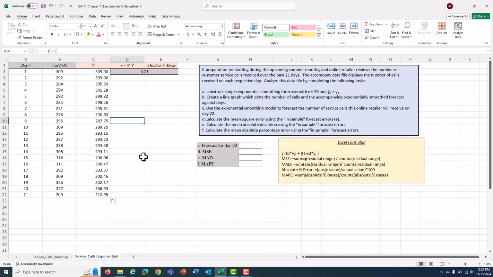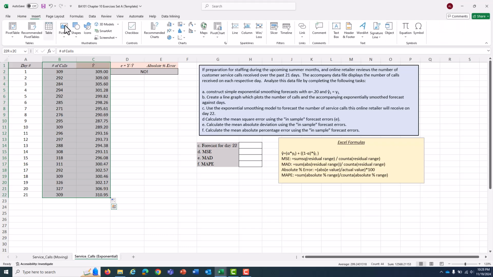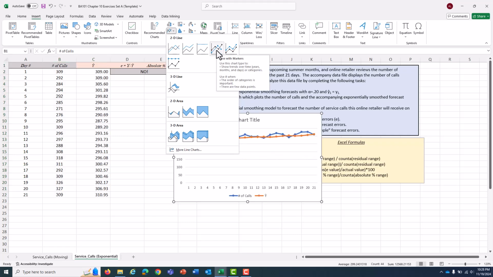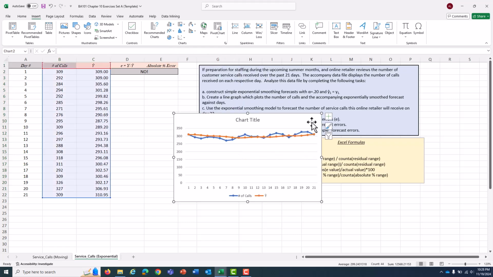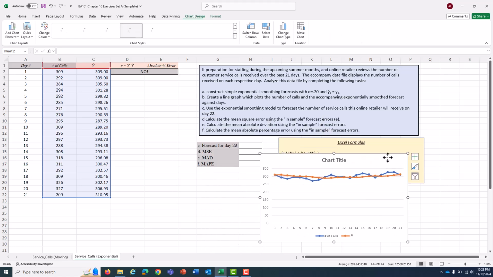So now that we have our y hat listed in here, the next thing that it's asking us to do is go through and make a line graph which plots the number of calls that we actually had against the accompanying exponentially smooth forecast for those same days. So what I want to do is highlight all of the information in columns B and C, Control Shift down to grab everything, and insert in the line graph section the fourth one over, our line with markers. And that's what our chart looks like, and that is incredibly ugly, so let's fix it up a little bit.